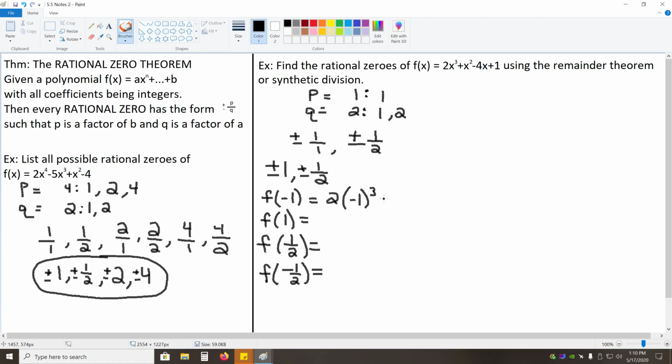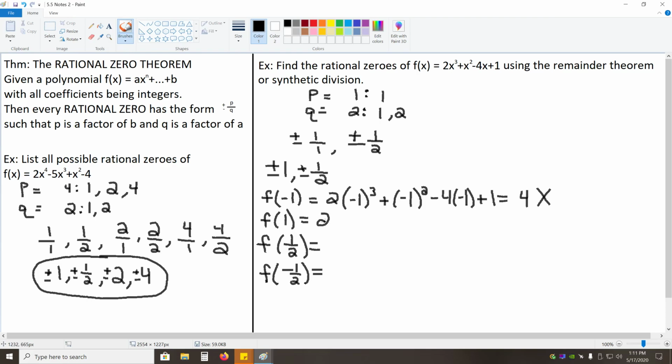cubed plus negative 1 squared minus 4 times negative 1 plus 1. Remember, you should always show your work. You should always be writing all of this out. And when you plug all of this in, you'll end up getting f of negative 1 equals 4. 4 is obviously not equal to 0, so negative 1 is not a rational 0.